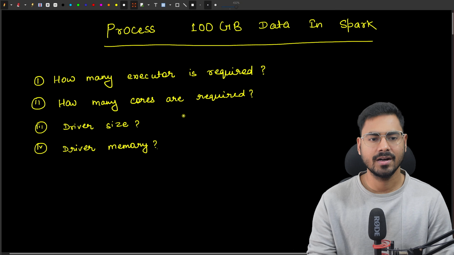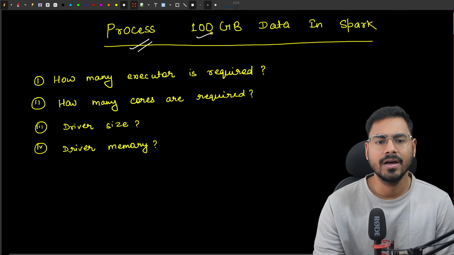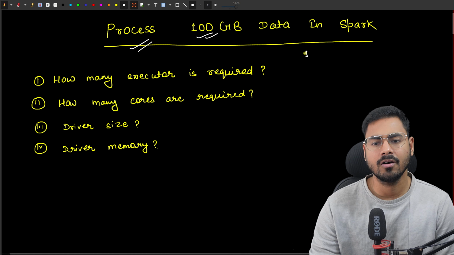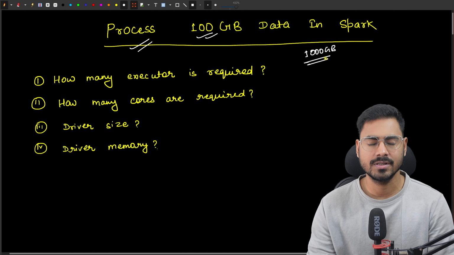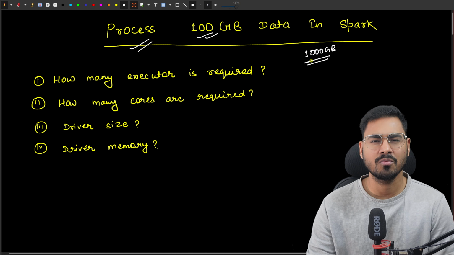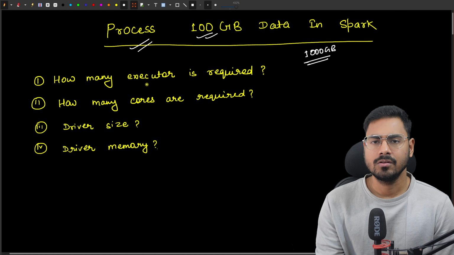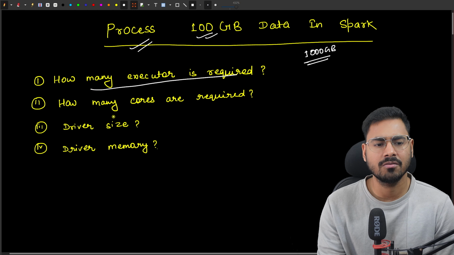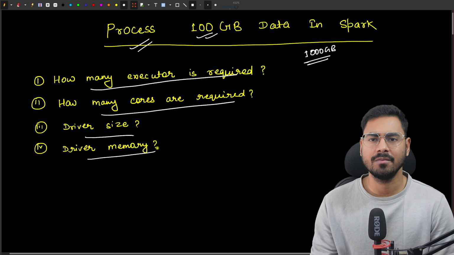Alright, I am here at the laptop screen and I have written the topic for today's video, where I have taken an example of 100 GB of data to process, but we will also talk about 1000 GB or 1 terabyte, where I was basically processing around 0.8 to 0.9 terabyte of data, so I'll discuss that too. The question revolves around how many executors are required, how many cores are required, what will be the driver size, and what will be the driver memory.